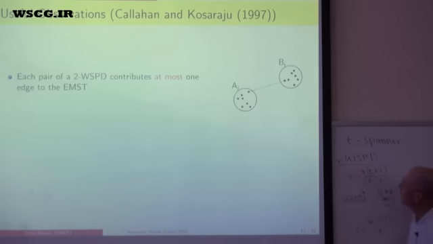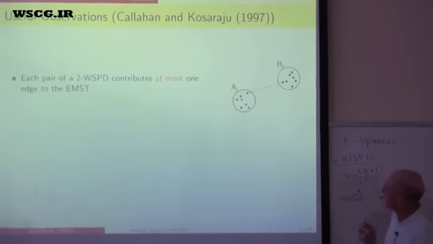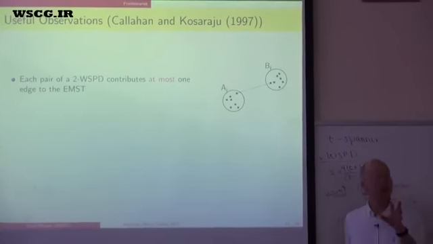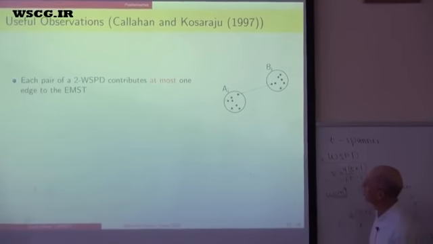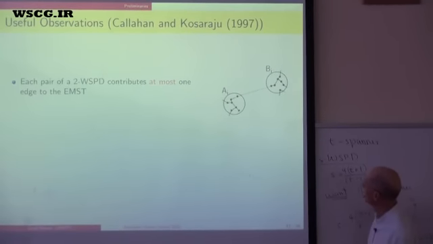Okay, so how does this algorithm work? Well, to begin with, I'm going to begin with an observation by Callahan and Kosaraju. So the first observation is every pair of a two well-separated pair, and I should say actually not really two, but slightly bigger than two, will contribute at most one edge to the EMST. And let me give a proof of this fact.